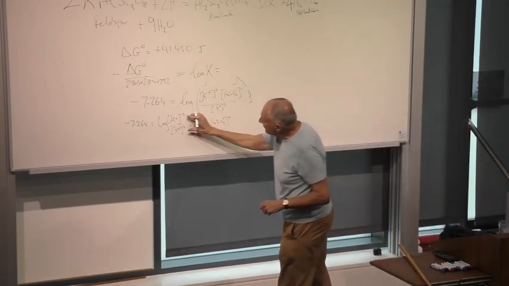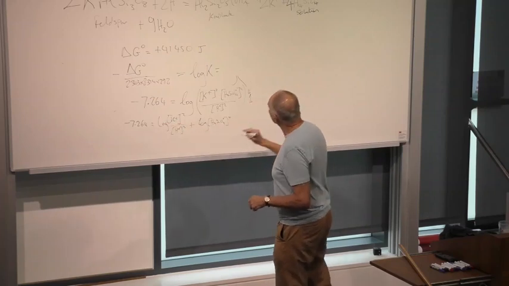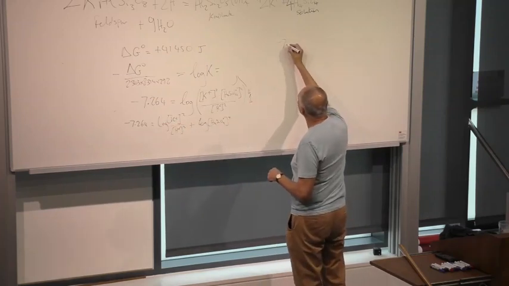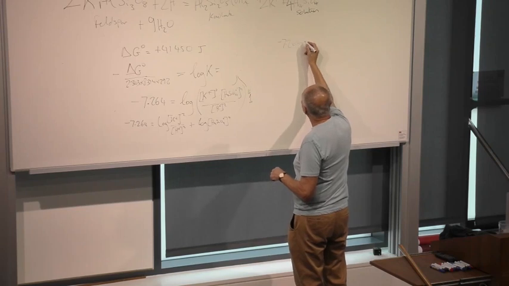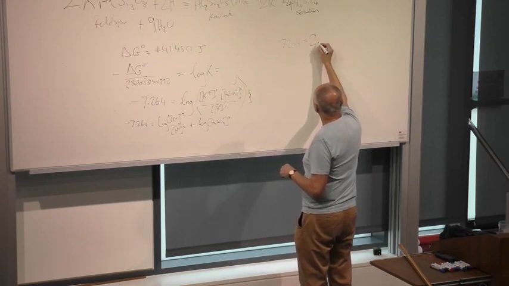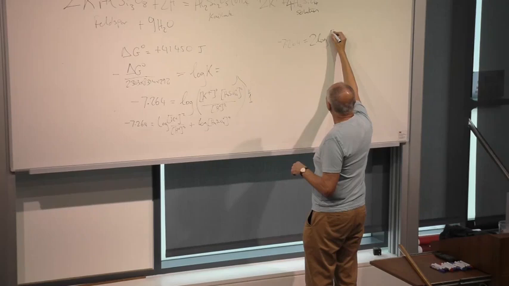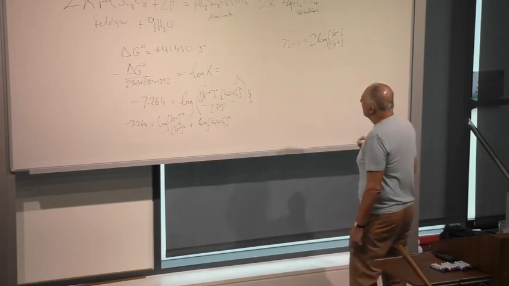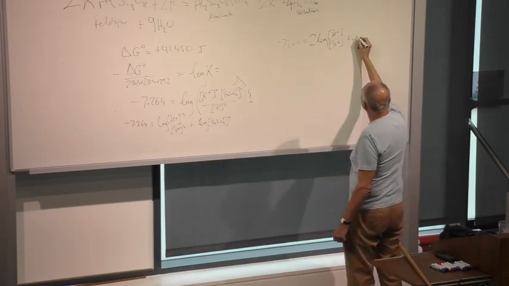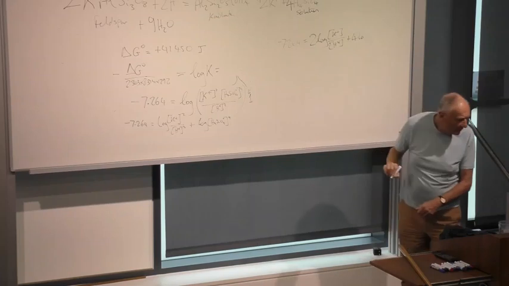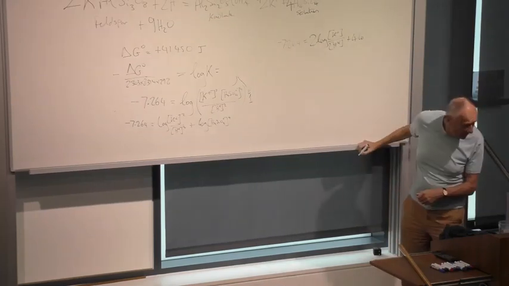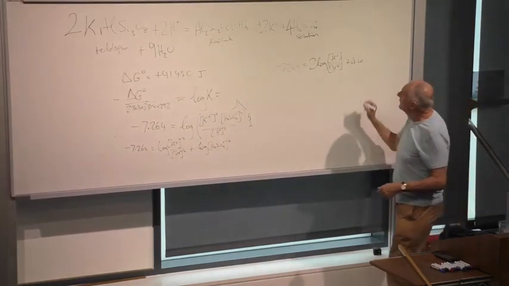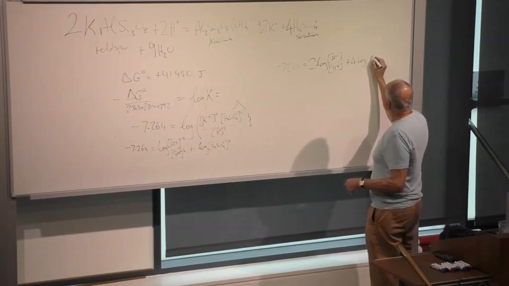Okay, we can take the 2 outside here and the 4 outside there, so minus 7.264 equals 2 log K plus over H plus plus 4 log H4SiO4.